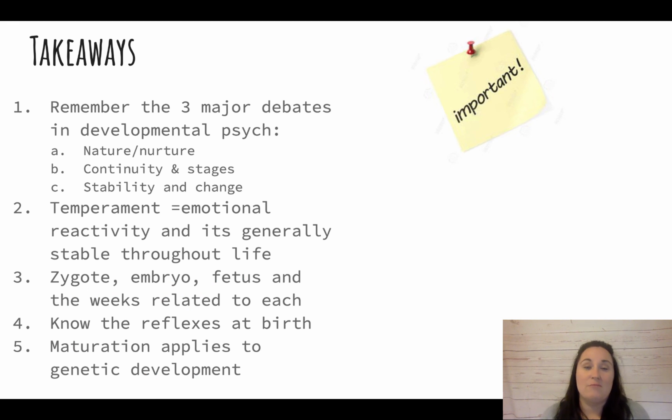So takeaways. Remember the 3 major debates in psych development: nature-nurture, continuity in stages, and stability and change over time. Temperament is our emotional reactivity, and that tends to stay stable in our lifespan. Remember the order of development. It goes zygote, embryo, fetus. Remember the reflexes, and that maturation applies to our genetic development. We tend to do these things in a certain order regardless of our culture: crawling before walking, using nouns before adjectives, etc.